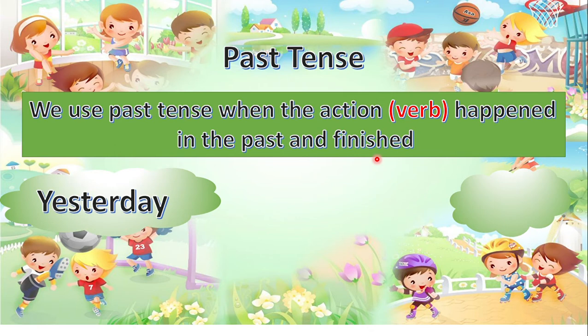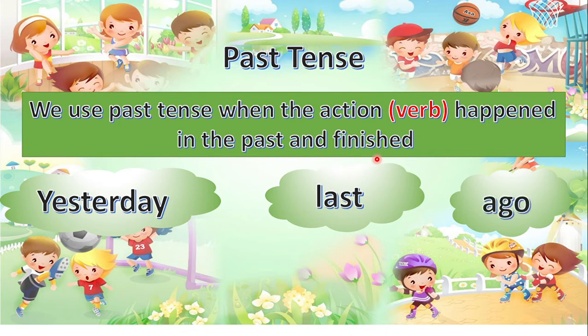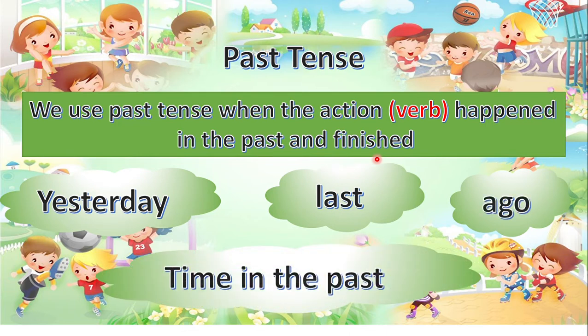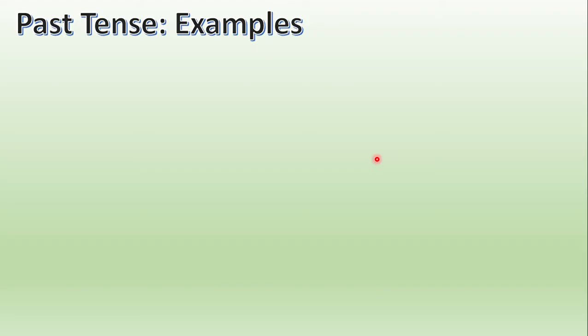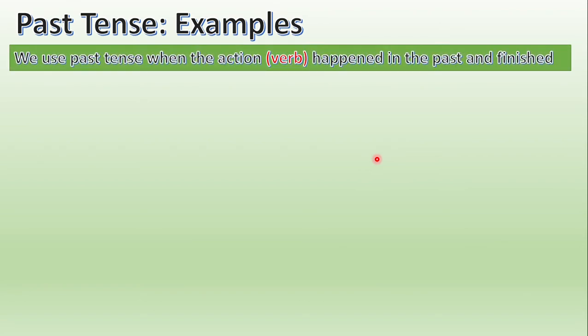How do we know? We have keywords like yesterday, last, ago, and any time or date in the past. These keywords help us to know that the sentence is in the past. Let us take some examples. We use past tense when the action, the verb, happened in the past and finished. We know that, yes, my students?